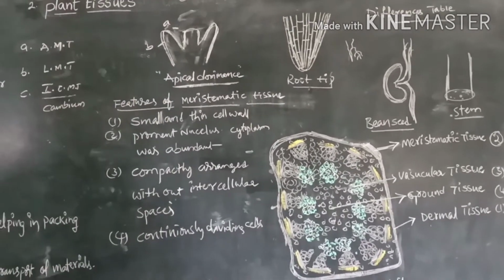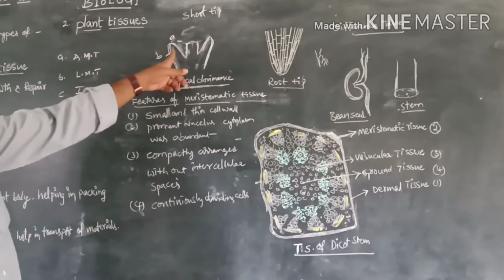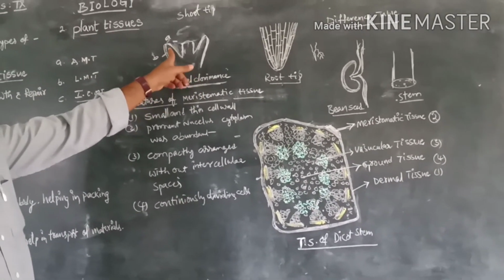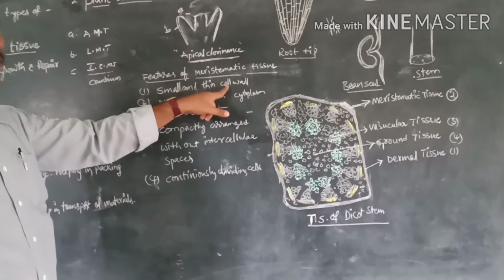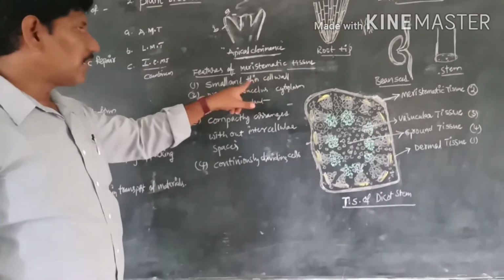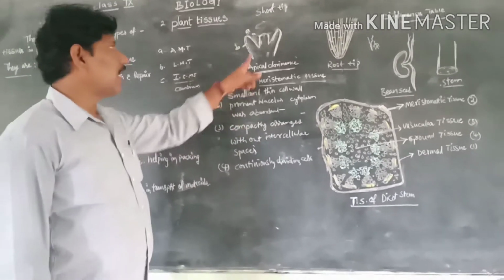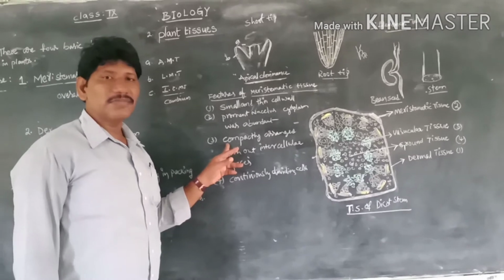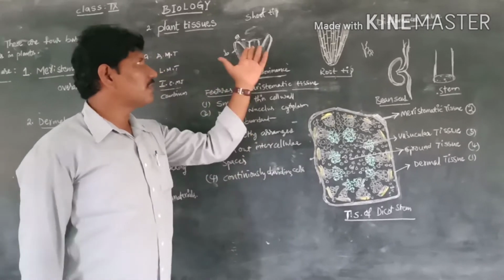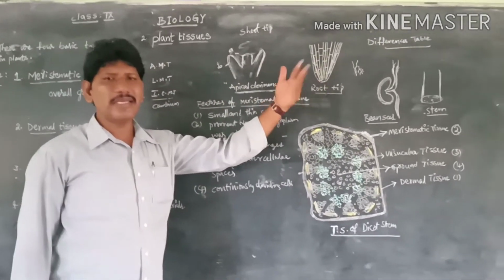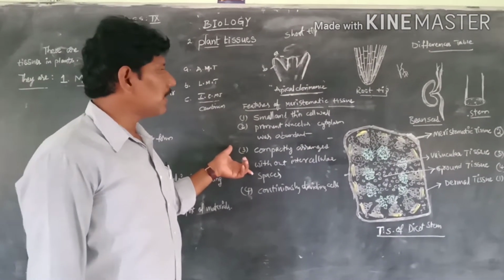Next, what are the characteristic features of the cells present in the meristems? They have a small and thin cell wall, a prominent nucleus, and abundant cytoplasm. They are compactly arranged without any intercellular spaces, with no gaps from one cell to another, and the meristematic portions are continuously growing, continuously dividing cells. These are the characteristic features of the meristematic tissue.